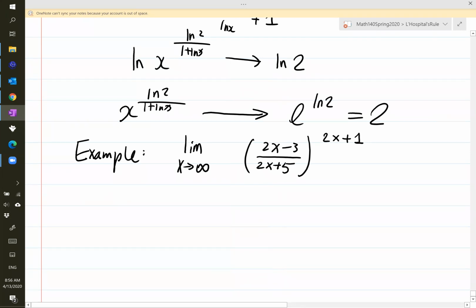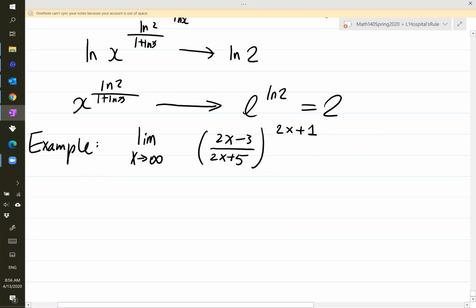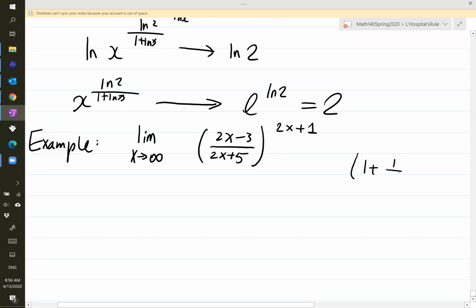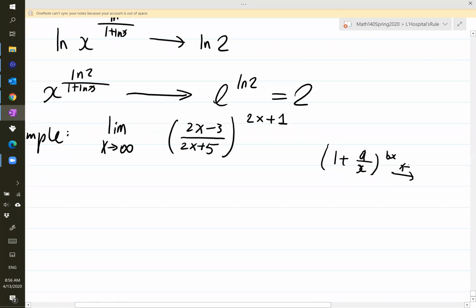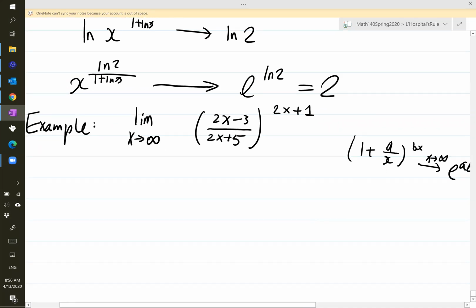Okay, we will use this example. Remember what we did: 1 plus a over x, to the power bx, as x approaches infinity, is e to the ab. Now we construct this for the problem with 2x plus 5 and 2x minus 3. So we can do it in this manner: 2x plus 5 minus 8.